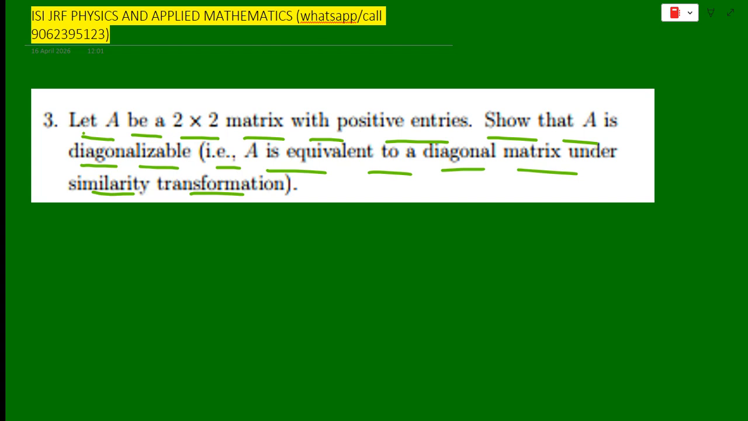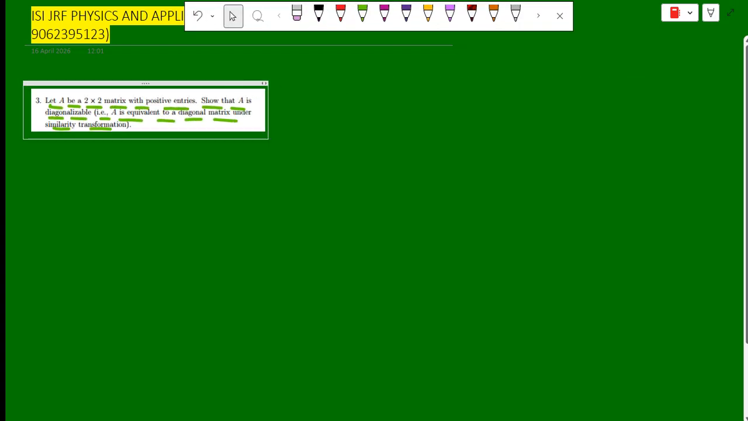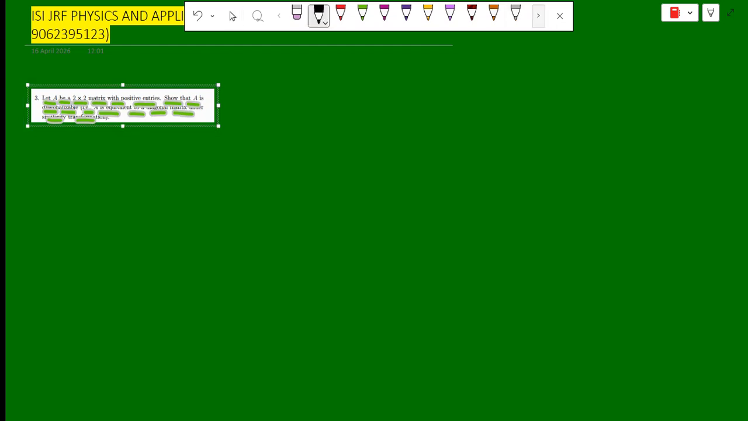Now just give me a second, let me make some space. Now let matrix A be [A, B; C, D], where A, B, C, D are greater than 0.